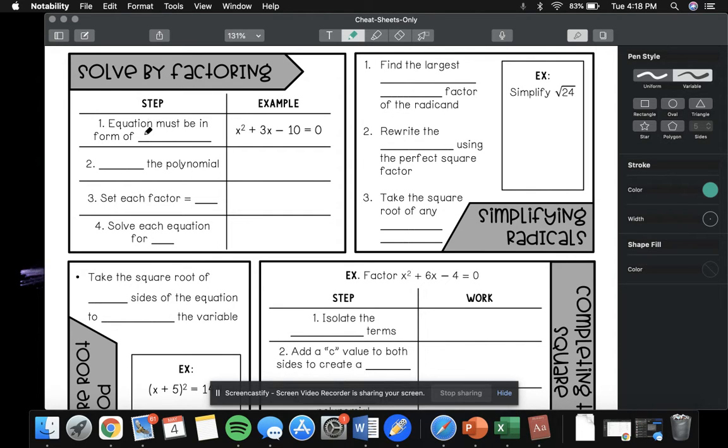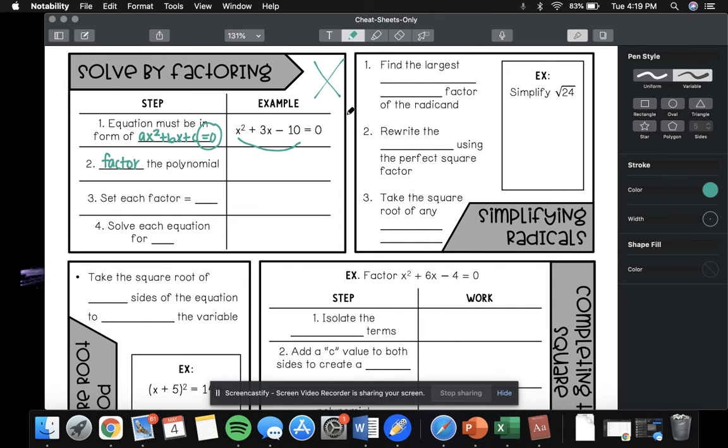Okay, so first the equation must be in the form of ax squared plus bx plus c equals 0. So it has to equal 0. Okay, so this one equals 0, so we're good to go. Okay, the second step would be to factor. Okay, so we're going to do 1 times negative 10.